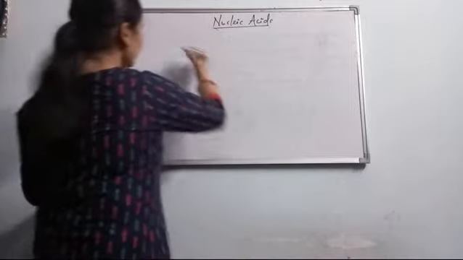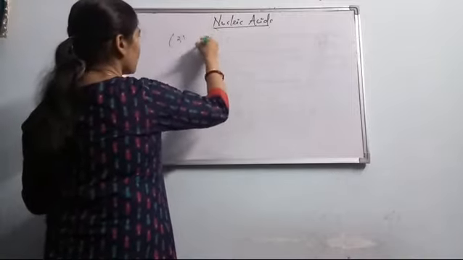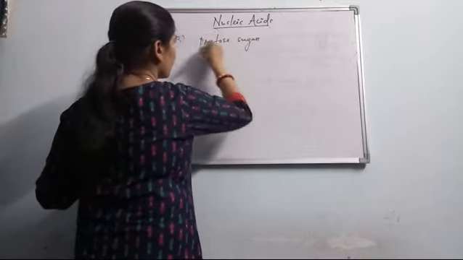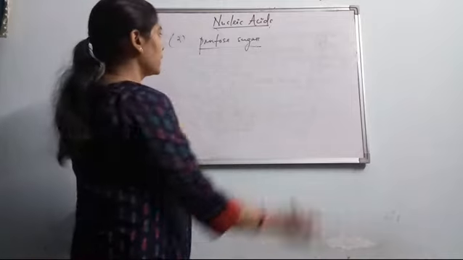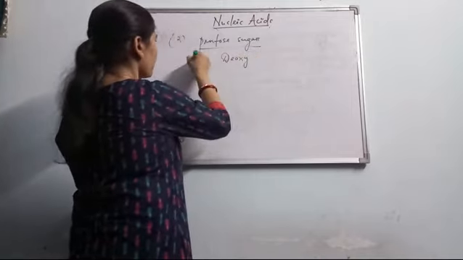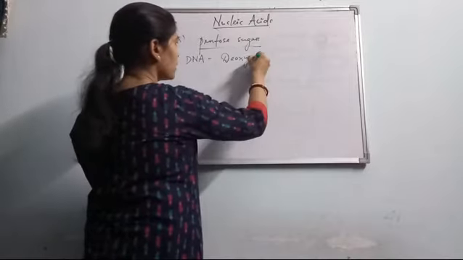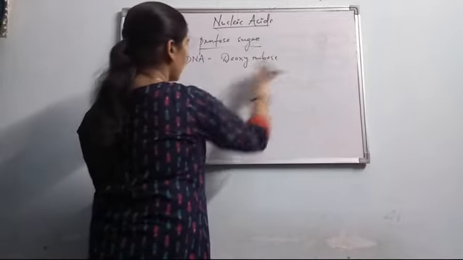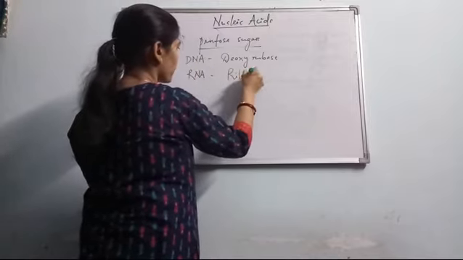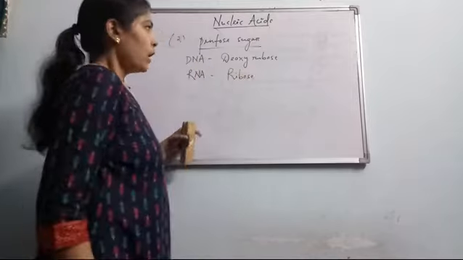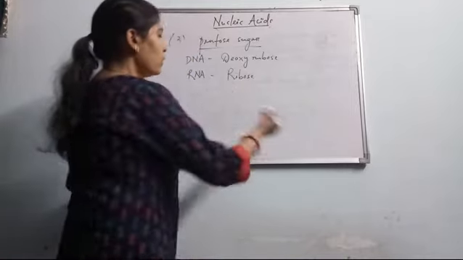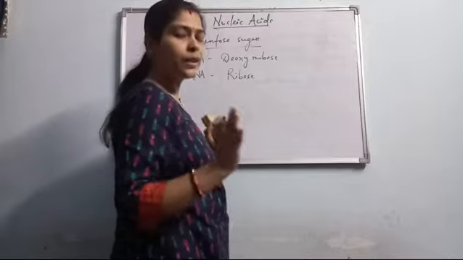Okay, so the second component, that is pentose sugar. Pentose sugar in case of DNA is deoxyribose, and in case of RNA it is ribose. See, ribose is the aldopentose. And the pentose structure, how is it there?